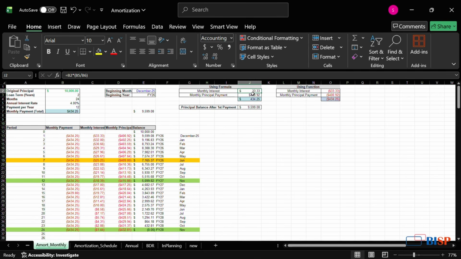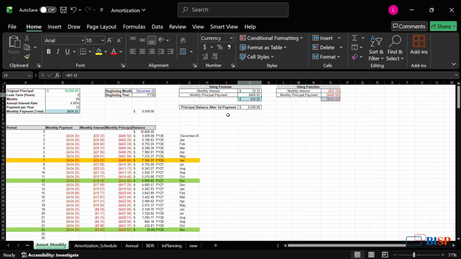Monthly principal formula: monthly payment minus monthly interest is equal to the principal portion. So 434.25 minus 33.33 equals 400.92. This matches the value returned by the PPMT function.